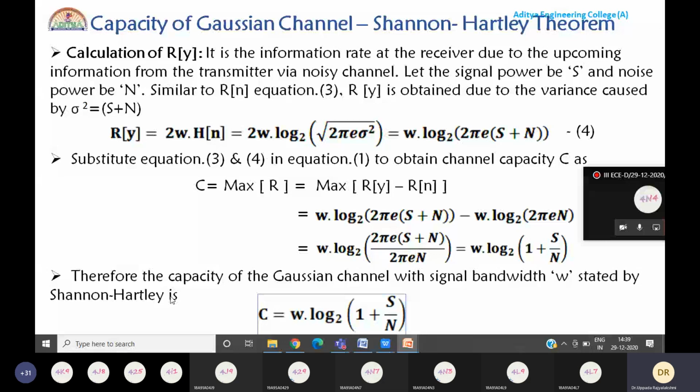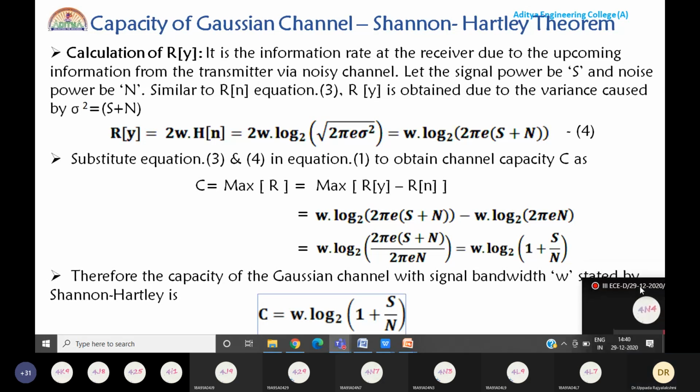Therefore, Shannon-Hartley theorem states the capacity of Gaussian channel as C is equal to bandwidth log 1 plus SNR base 2. Here bandwidth represents the maximum frequency of the message signal or continuous signal. That is represented by omega. So in the earlier classes, we considered this as FM, the maximum frequency of message signal. But here we are defining it as omega.